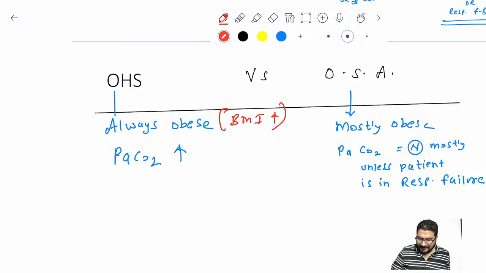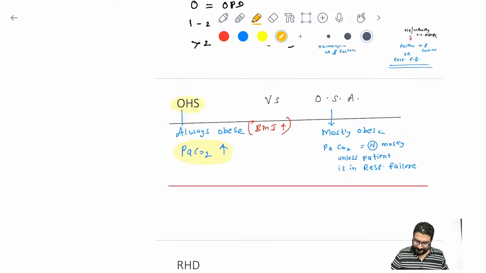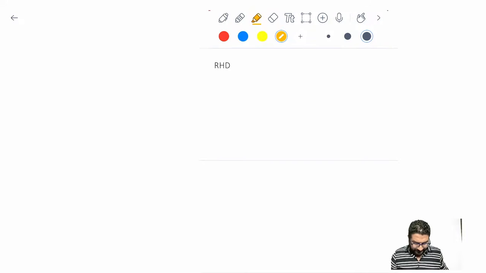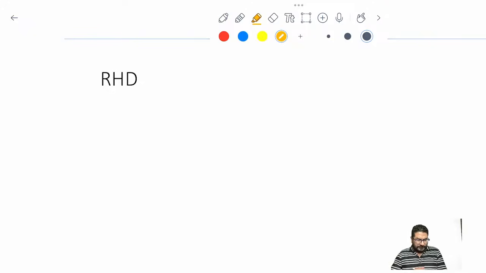So try to understand, this type of clinical case they ask in exam again and again. So you have to look at the question carefully and focus on two things. And the very important thing is, if patient is in respiratory acidosis, PaCO2 is more, then it is obesity hypoventilation syndrome. Very important. Done? Obesity hypoventilation syndrome. Am I clear? Is it clear? Any doubt, guys? Done?